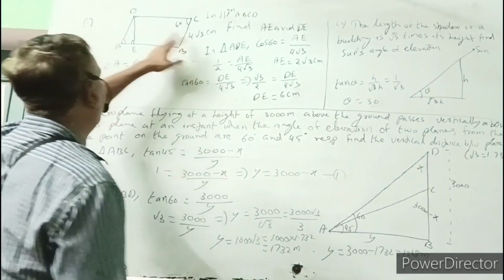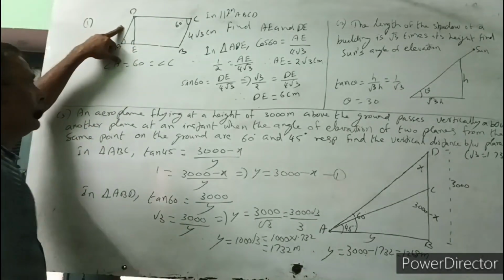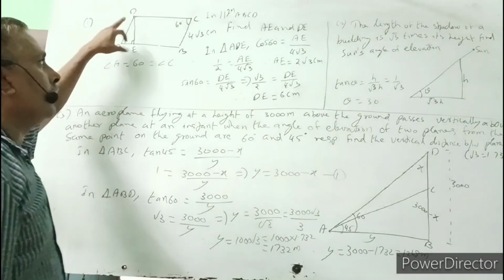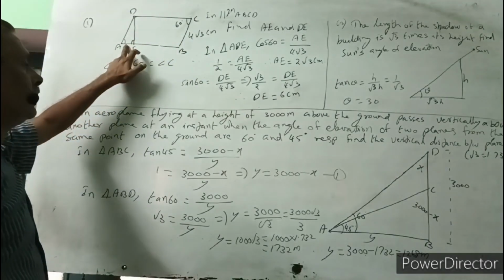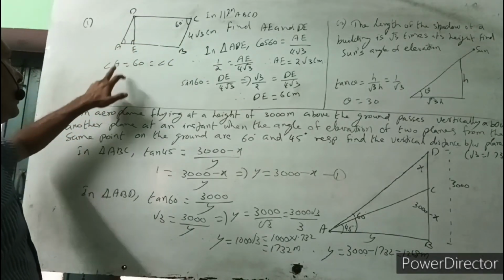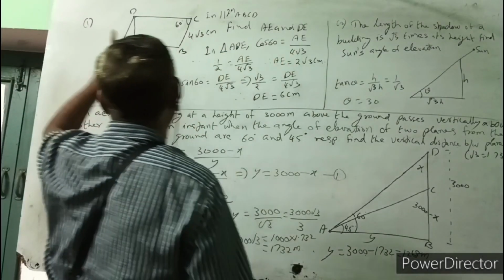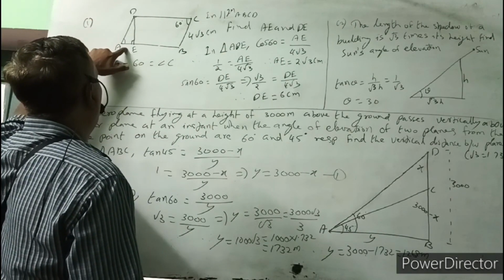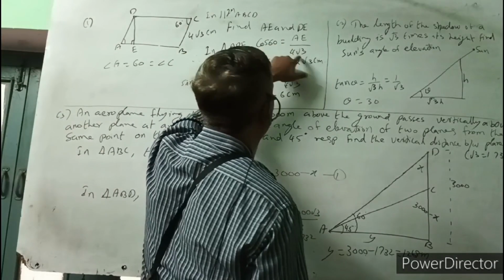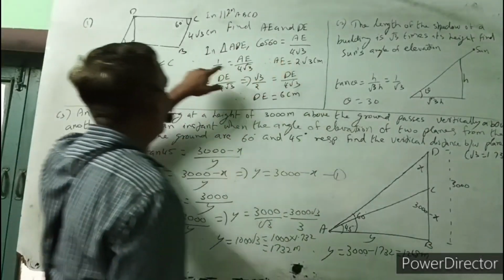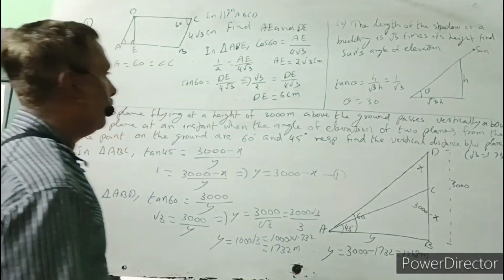So since this is 4 root 3 in this right angle triangle, this AD also will come 4 root 3 because it is a parallelogram. So in triangle ADE, this is 60, so opposite angles of a parallelogram are equal, so angle A also 60. So cos 60, if I am using, I will get cos 60 is base upon hypotenuse, so AE upon AD. AD is 4 root 3, so AE upon 4 root 3. So cos 60 is 1 by 2, so AE becomes 2 root 3 centimeter.